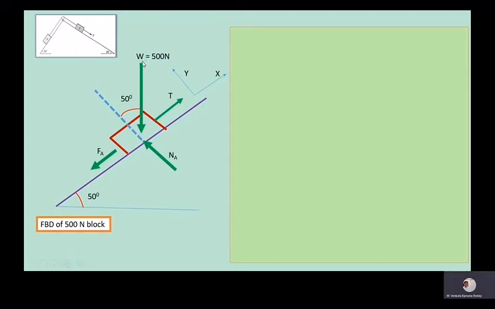We have to resolve this weight force into forces along the incline as well as normal to the incline. Forces along the incline is 500 sin 50, and forces normal to incline is 500 cos 50.